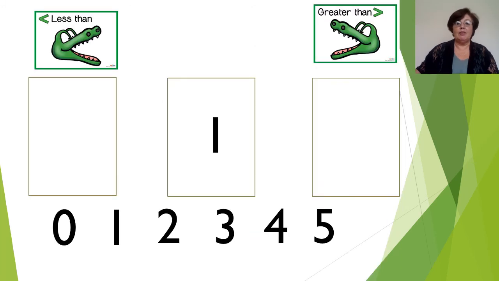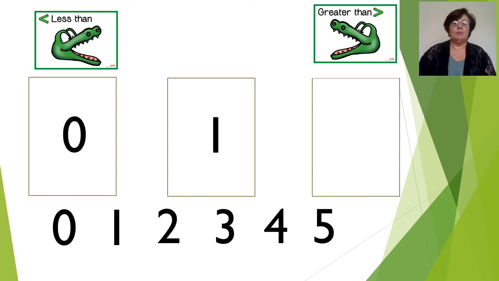Let's have a look at this one. We started with a number 1. What is 1 less than? Let's have a look. Yes, 1 that is less than. The crocodile came and ate the one fish, and now there are no fish. That's less than. Let's see what is greater than or more than.